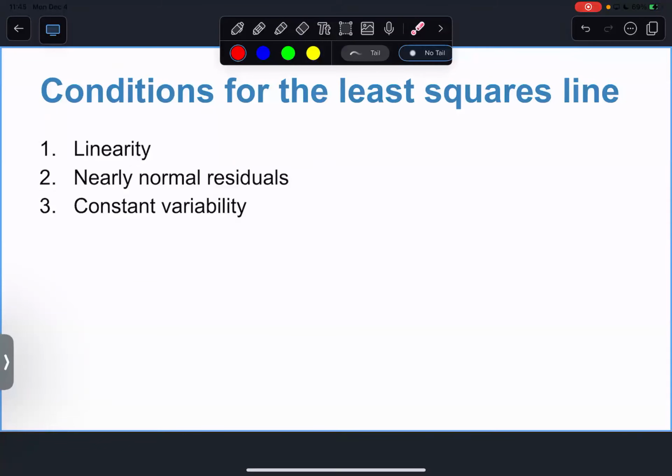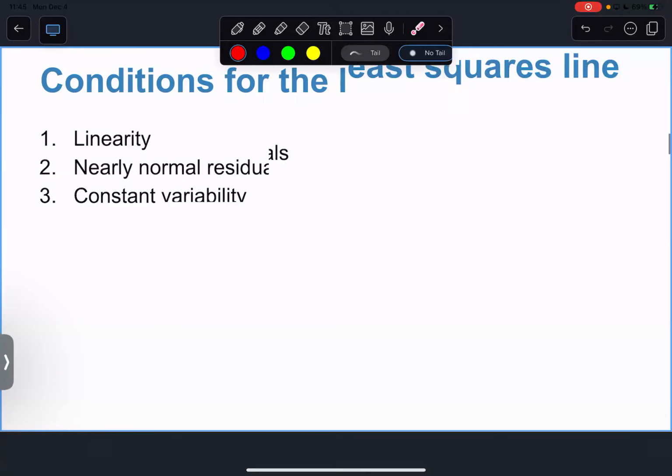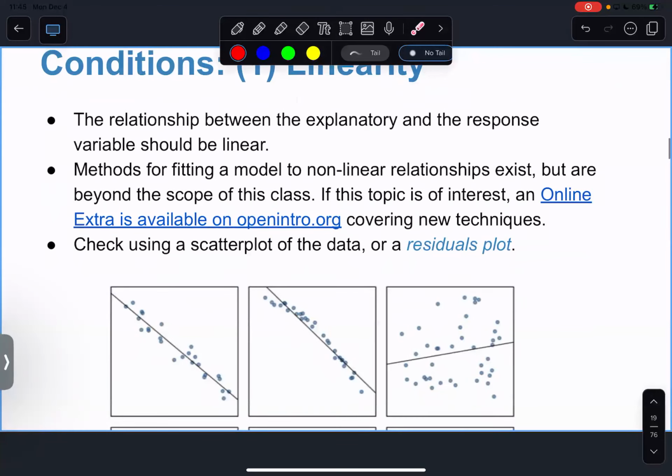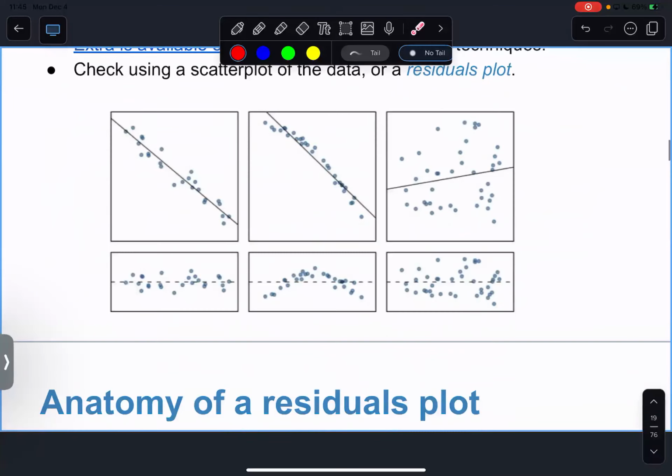And so once you've calculated your residuals, which Excel or R or whatever will just do for you, then you can make a histogram of them and make sure that they look approximately normal. But you also have to have constant variability, which I'm going to show you. So the linearity condition, I think, is pretty straightforward.